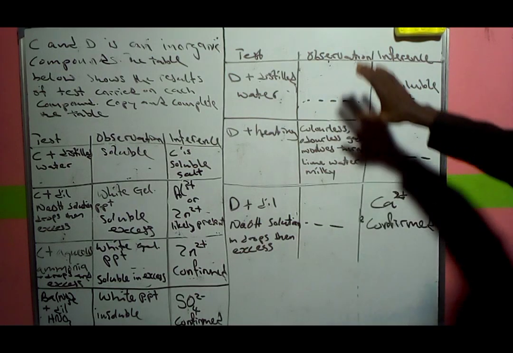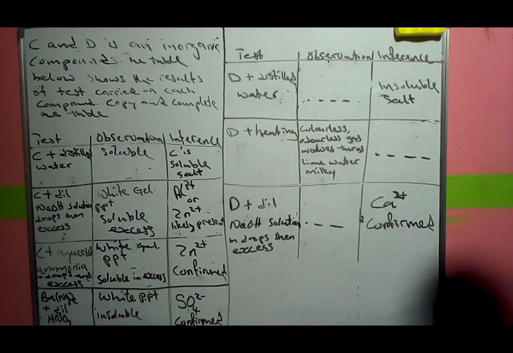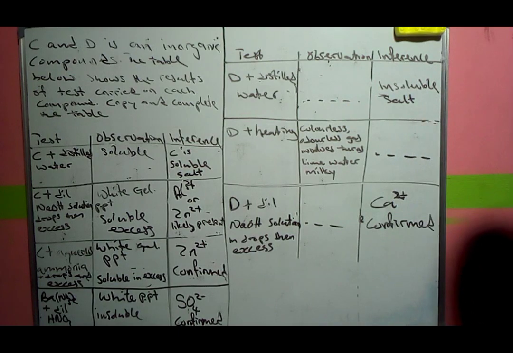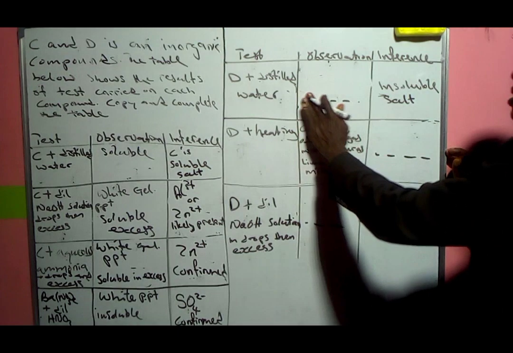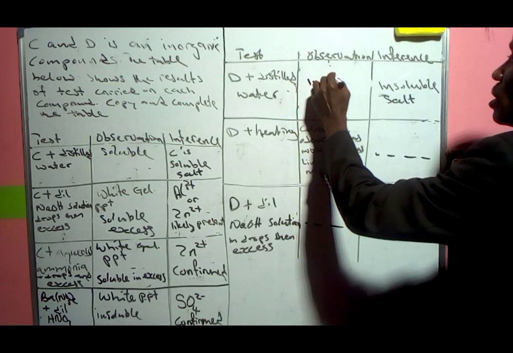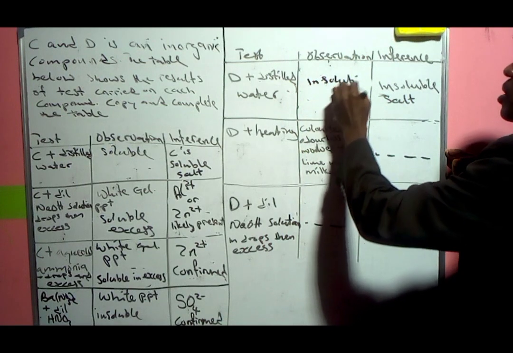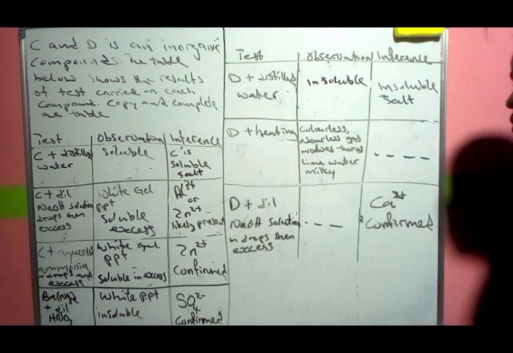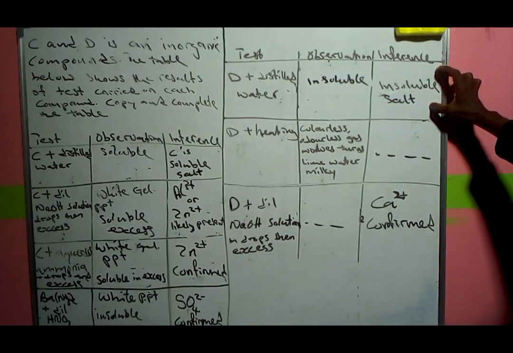So in this one, we come over to D plus distilled water. We have an insoluble salt, which means the observation here is insoluble, for us to have an insoluble salt in the inference.